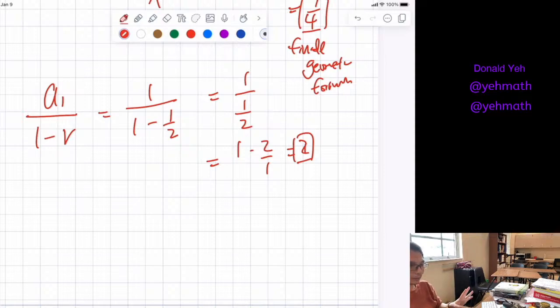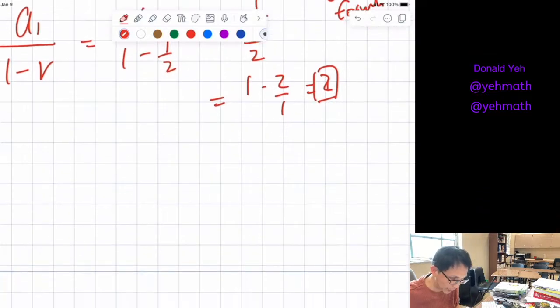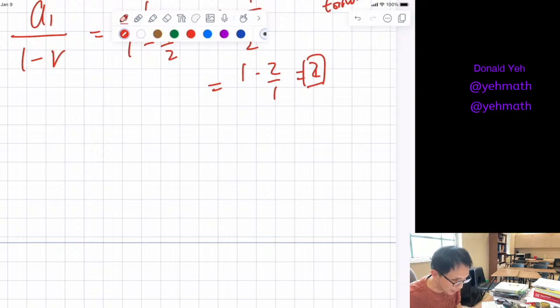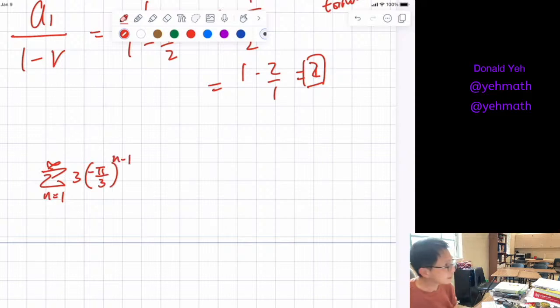Am I losing anybody? Yes, no, maybe? Okay. So with that being said, we finish this part, geometric series. Now let's start with a couple questions, see if you guys know how to do it. Now make sure, I'm going to give you a tricky one here. Is this series able to evaluate?